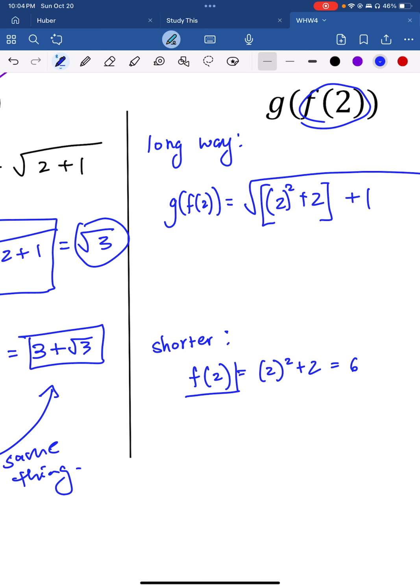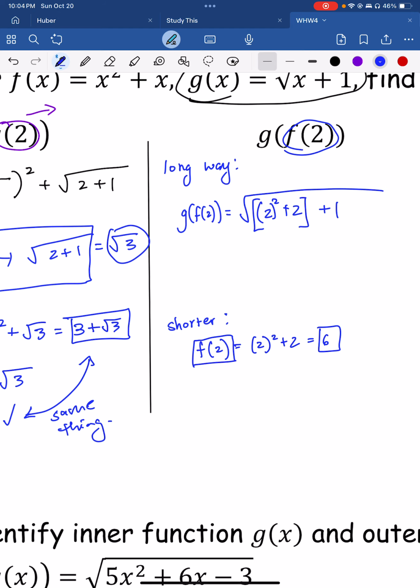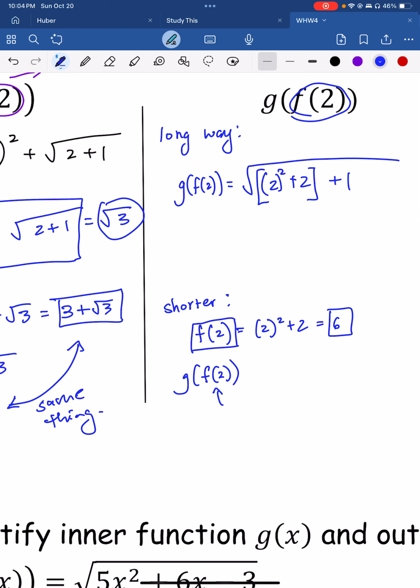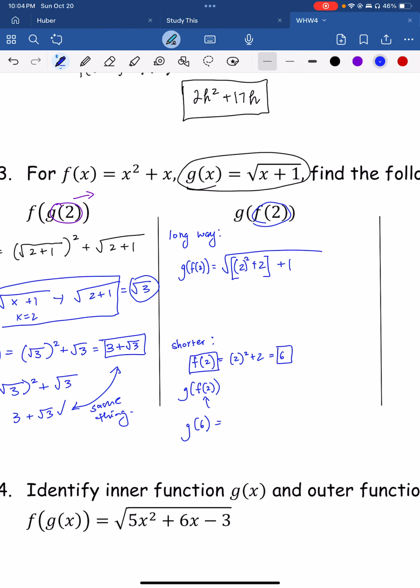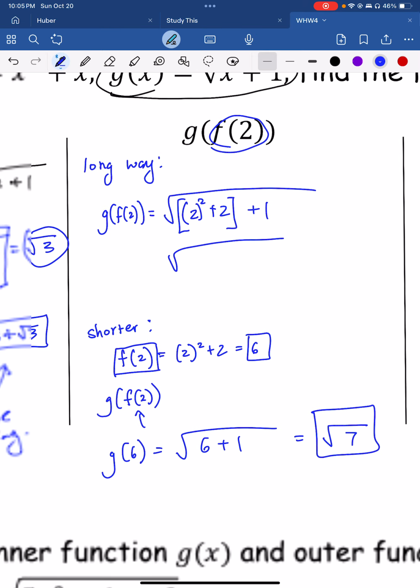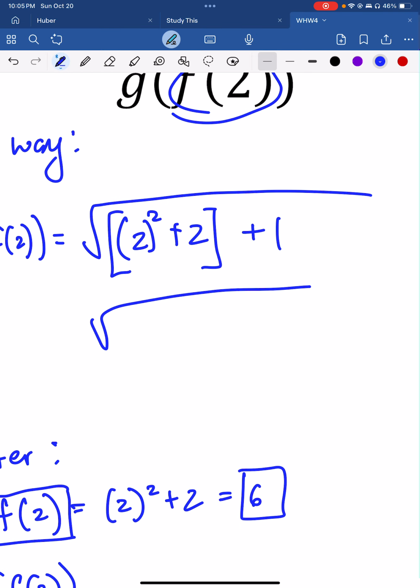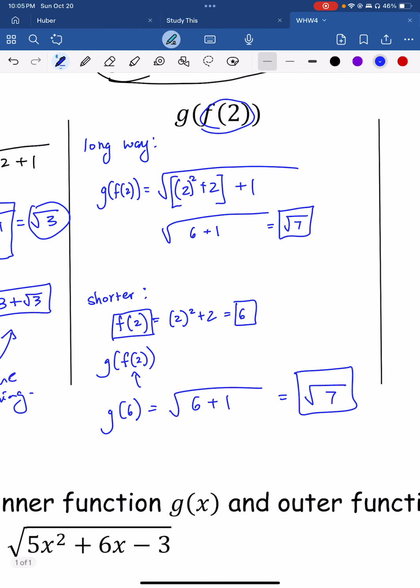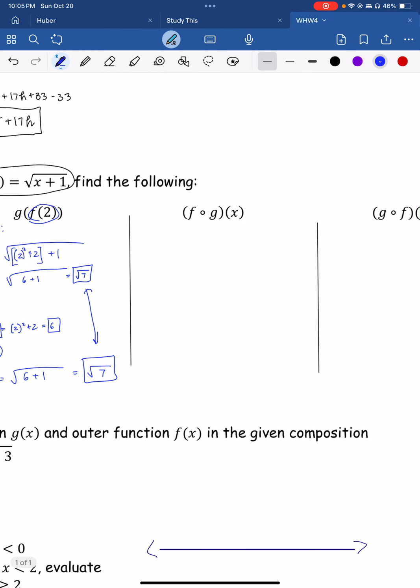Now, because I know f of 2 is equal to 6, I can just plug 6 into g of x. So g of 6 is equal to square root of 6 plus 1. So I get square root of 7. I'm going to prove to you that it's the same thing here. So I get 2 squared is 4, plus 2 is 6, plus 1 equals 7. So square root of 7 is my answer. And it's the same thing. So there's two ways of doing this.